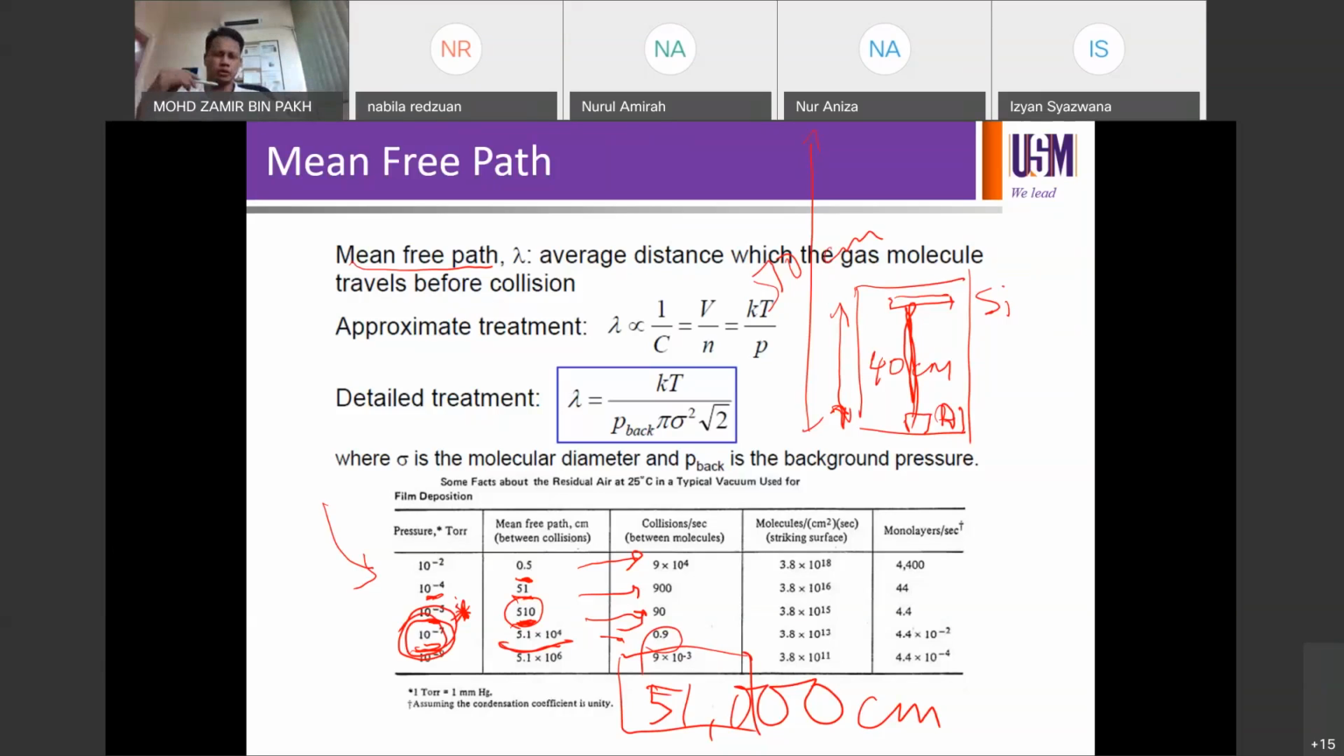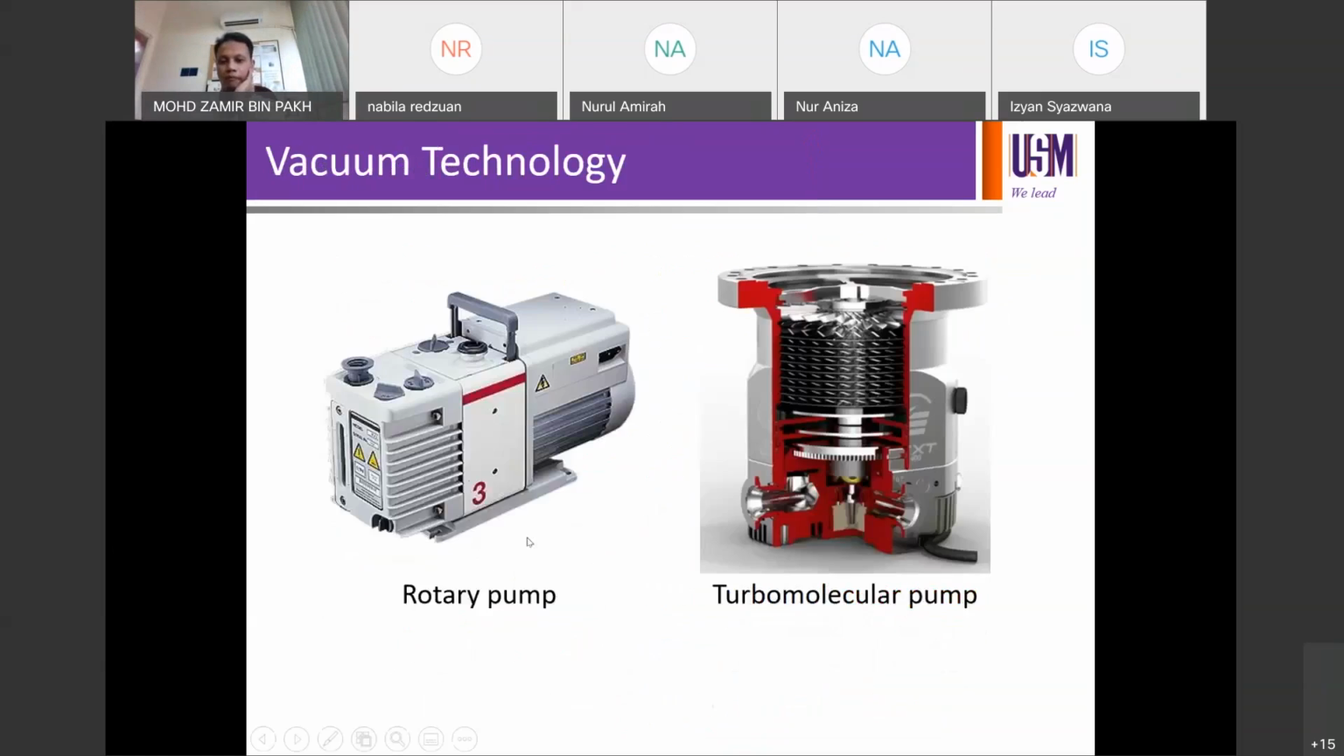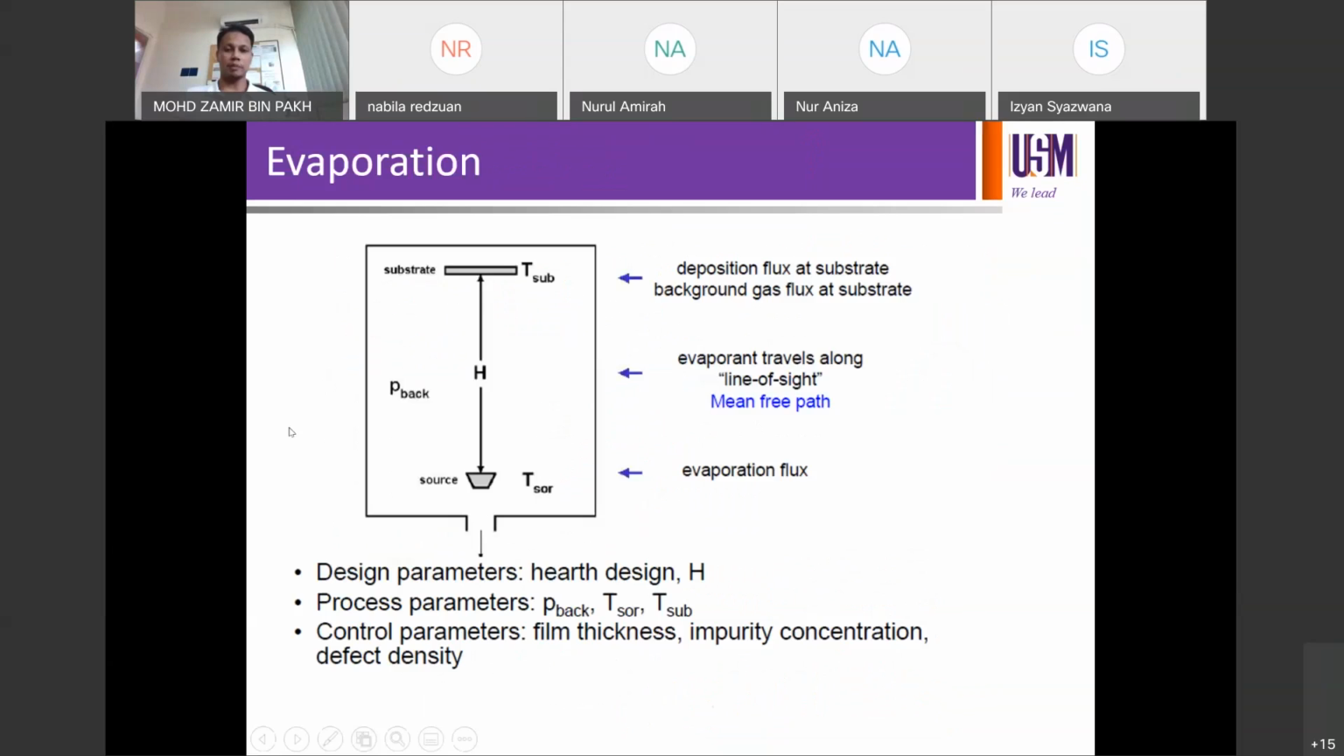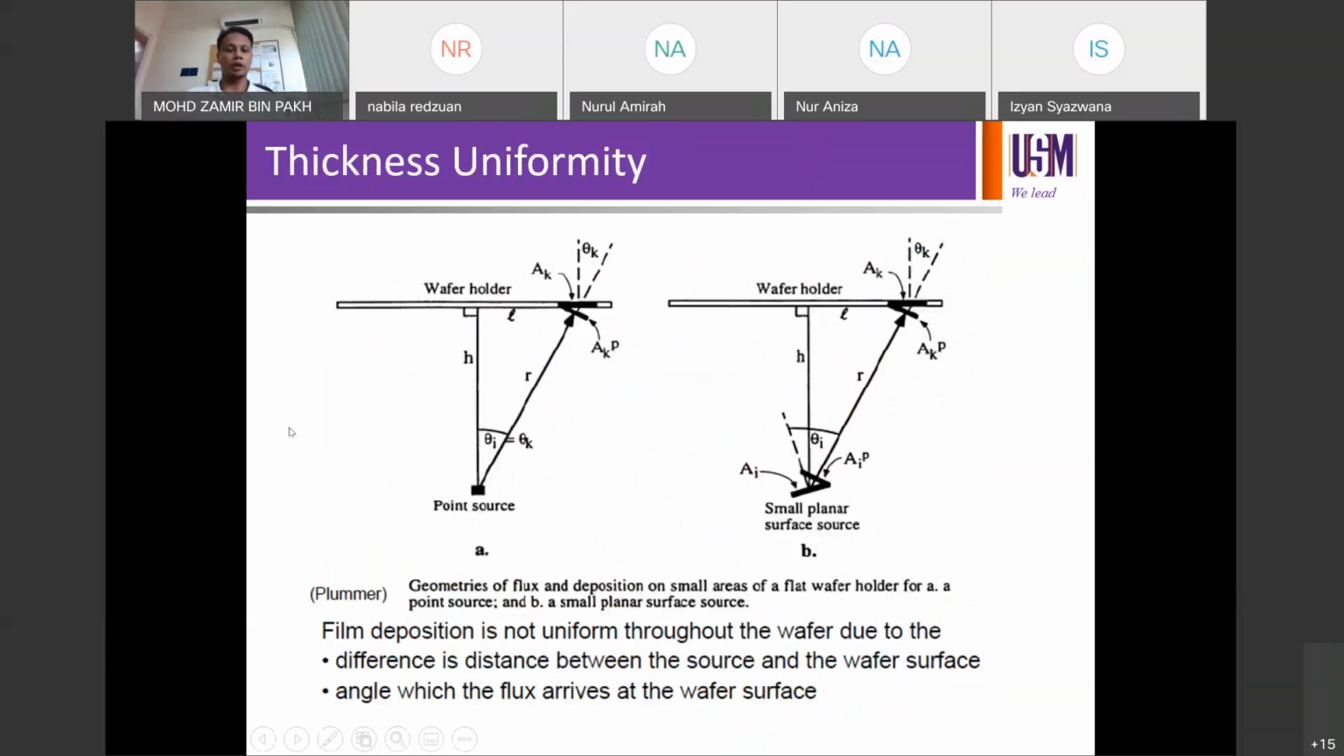Of course, the lower you go, the better for the system, because you make sure that your space is super clean. But then you need to have a good vacuum pump, for example, a turbomolecular pump. If you want to run down to 10^-7, you need this pump in order to maintain the chamber pressure, right? So you need a more sophisticated pump if you want to maintain a lower pressure.